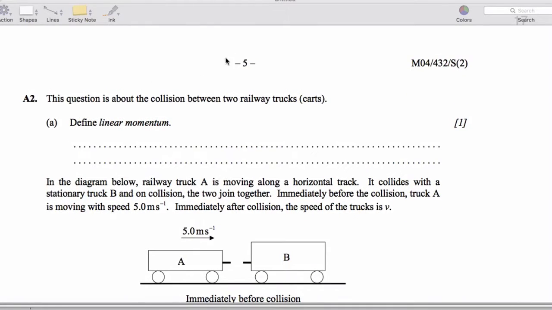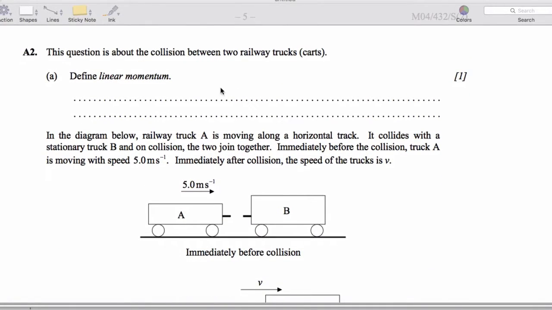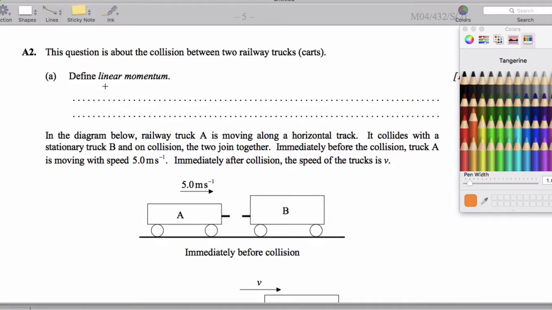All right, let's just kind of begin with this. Whoa! Define linear momentum. Sorry, I just saw that right there. I'm going to write down my ideas like I do for all these questions, but I'll just be clear. We got a collision problem.